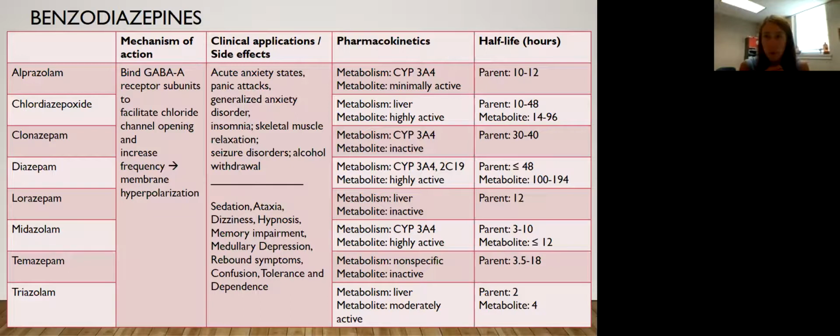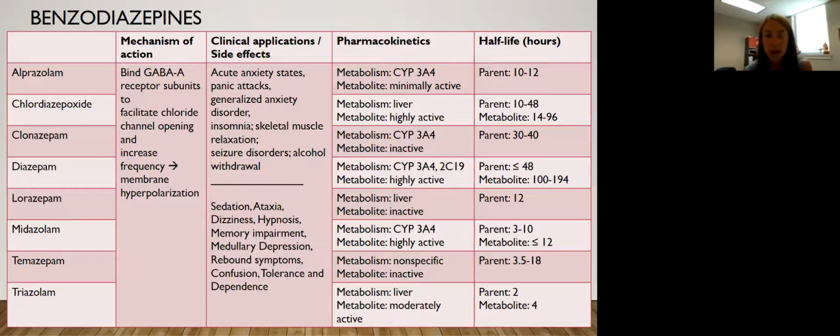So the things that are important to highlight about their pharmacokinetics are the half-life of the parent compound, whether an active metabolite is formed or not, the half-life of that metabolite, and then the lipophilicity of the drug itself, which is not depicted in this table. But just to highlight an example or two, if we look at diazepam, it forms a highly active metabolite, and the half-life of the parent compound is somewhere up to 48 hours, but the half-life of the metabolite is 100 to 194 hours.